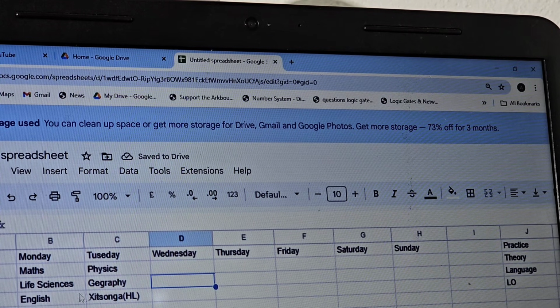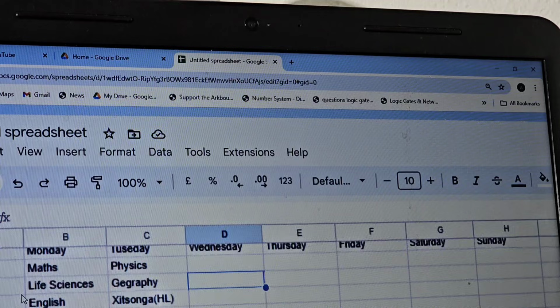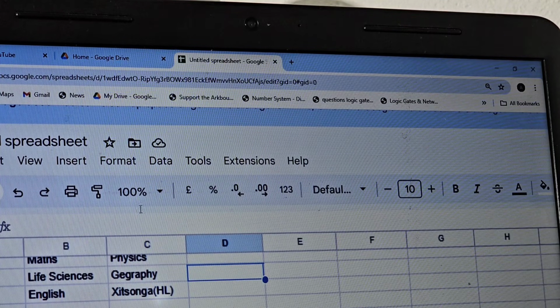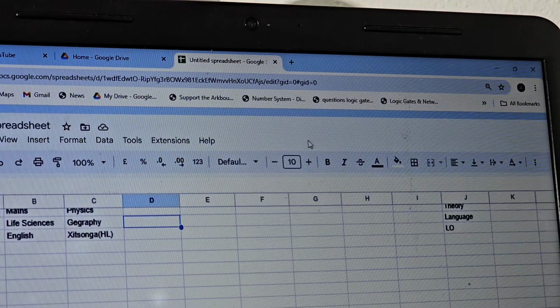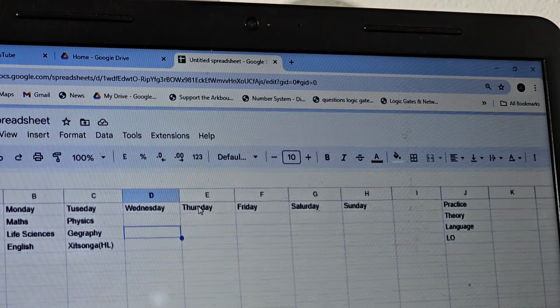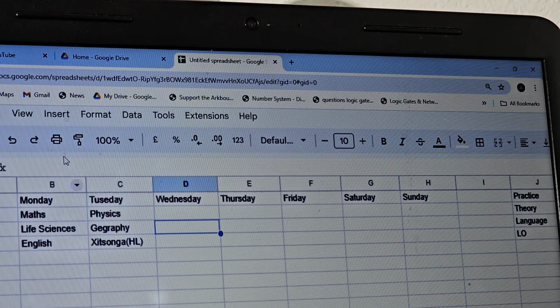So this structure, as you can see here, the whole point is to keep balance. Number one, you don't want to exhaust yourself as well. When I zoom in, it's too bumpy. So you want to keep this structure, where you have a practice subject. Your practice subject is maths, your theory subject is life sciences, and your language subject here is English.